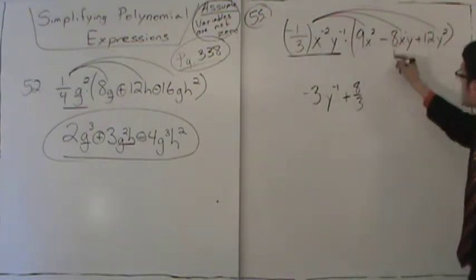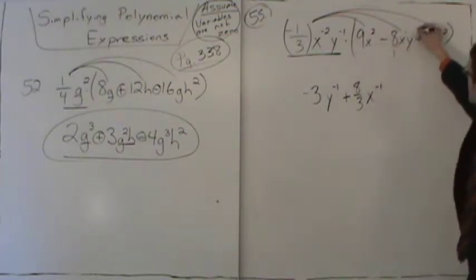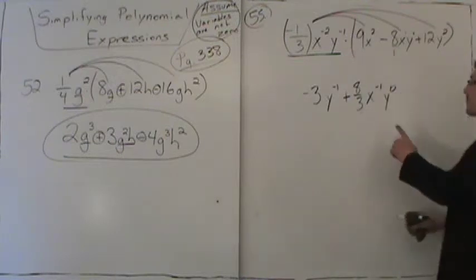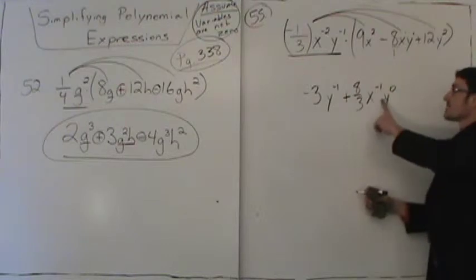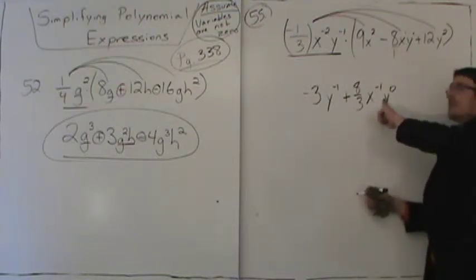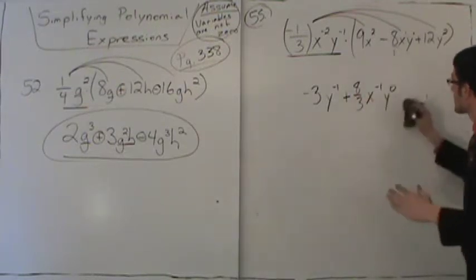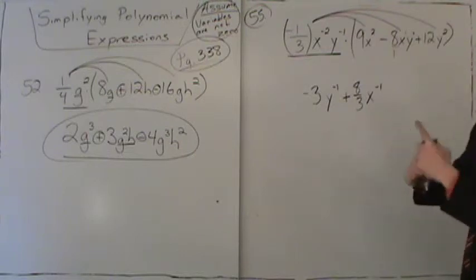Now, x to the negative 2 times x to the first. Negative 2 plus 1 is negative 1, so we get x to the negative 1 power. Y to the negative 1 times y to the first. Negative 1 plus 1 is 0, so we get y to the 0. And we don't know what y is, but we definitely know that y is not 0. Since y is not 0, it's a different number. Some other number to the 0 power is 1. And we can assume that y to the 0 power is equal to 1. We can just ignore it. Okay? So we don't write to the 0 power.